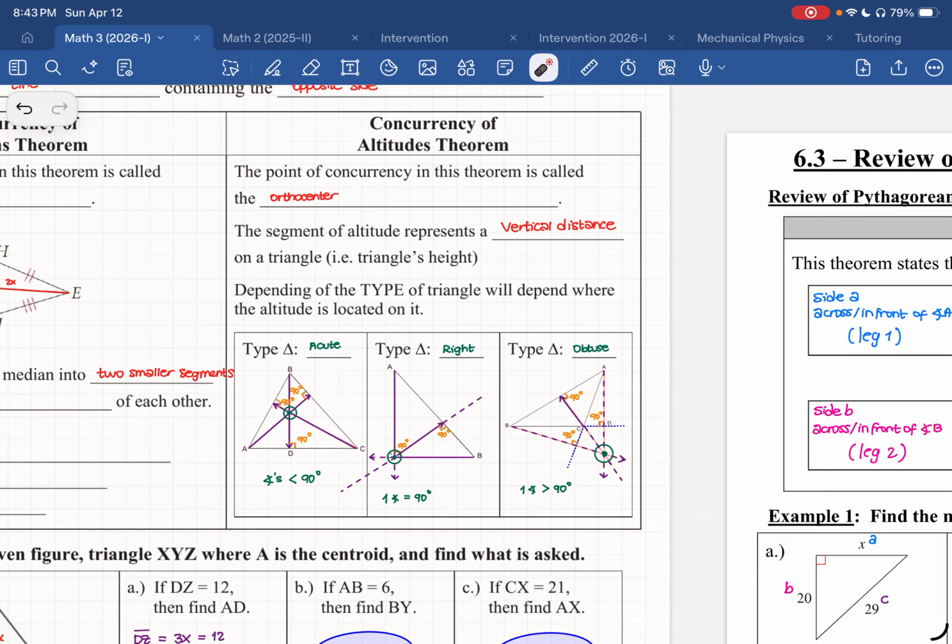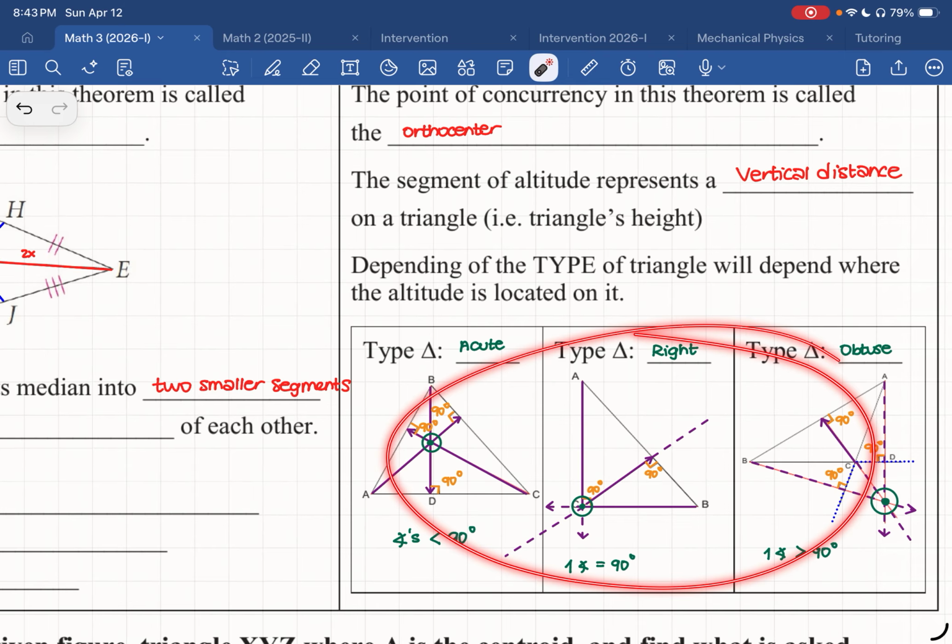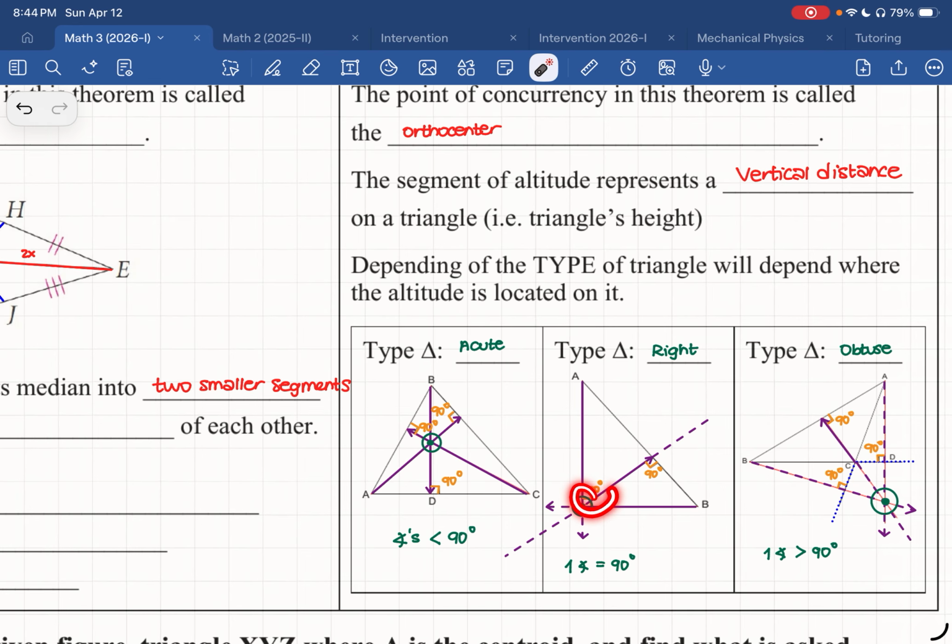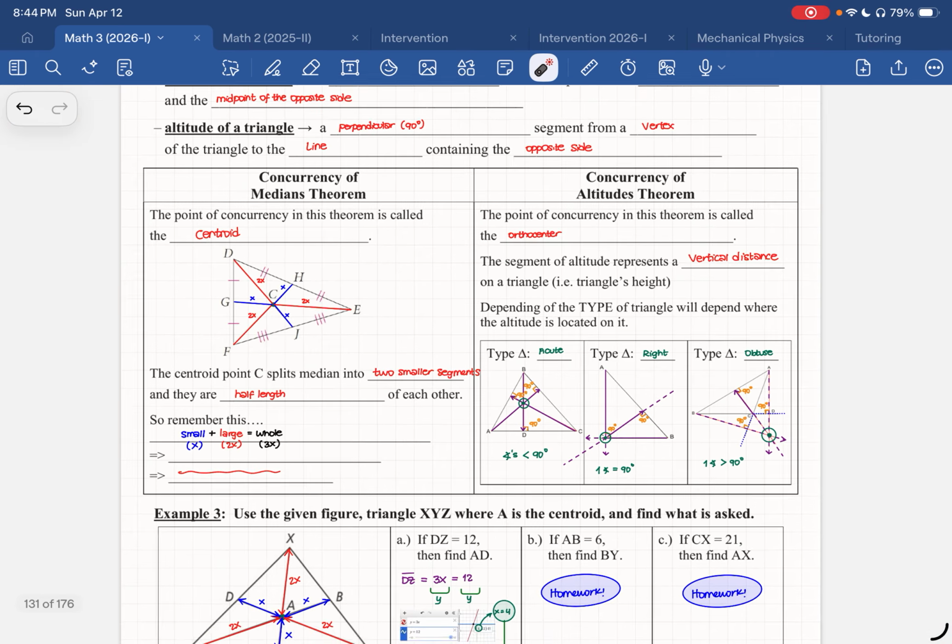But anyway, guys, I know this could be a little confusing. You don't need to get very crazy about this. Don't think much about that. If you know that in an acute triangle, the orthocenter is inside, in a right triangle, the orthocenter is in the vertex of the right angle, and in an obtuse triangle, the orthocenter is outside of the triangle, that's going to be more than enough.